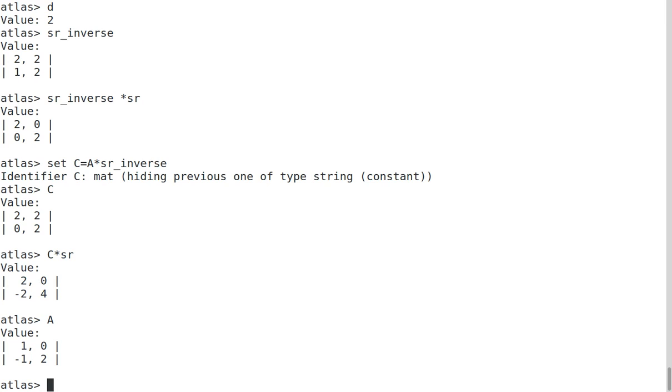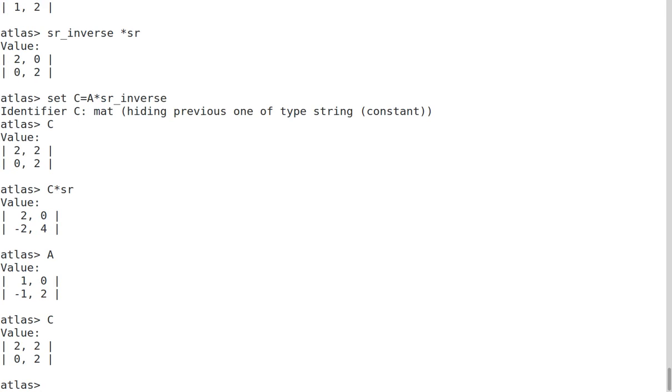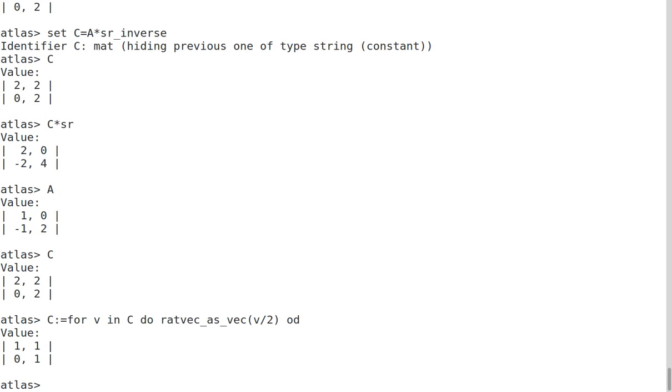The way to do that is as follows. So here's C. I want to divide each of the columns by 2. So let's redefine C to be, for V in C, do V over 2. That will divide all of the columns by 2, but when I do that, I'm going to get a rational vector, and I prefer it to be an integral vector. So you do it this way, and there's C now as exactly the matrix that I want.